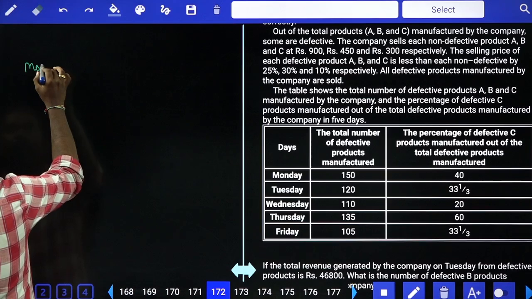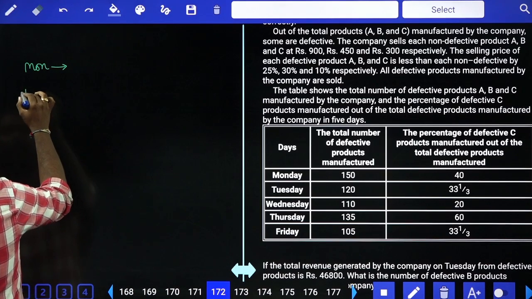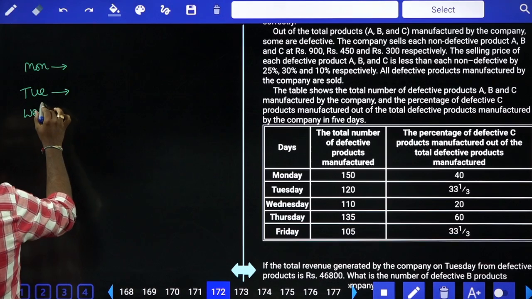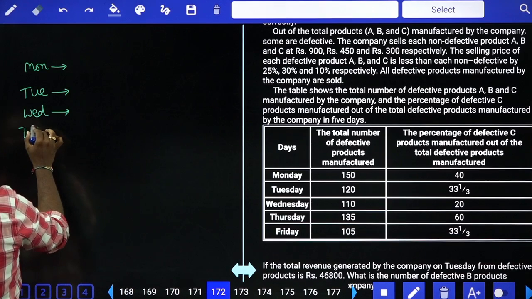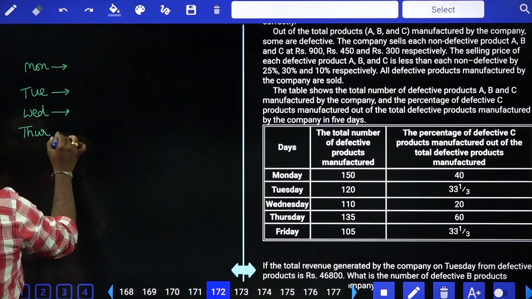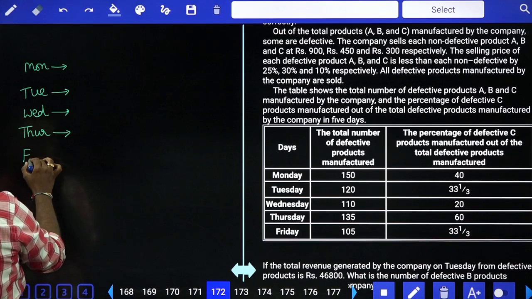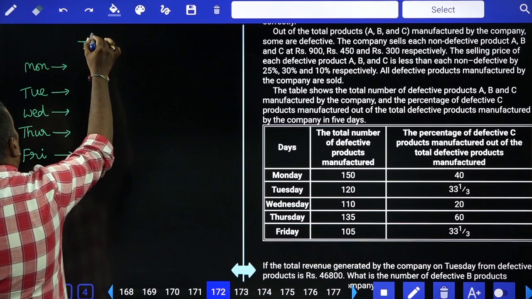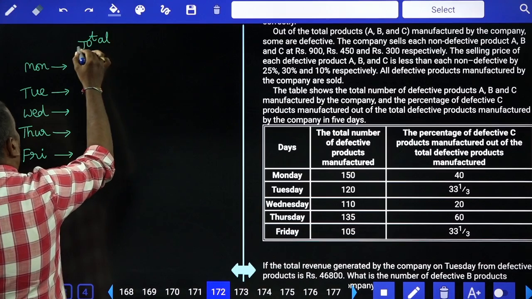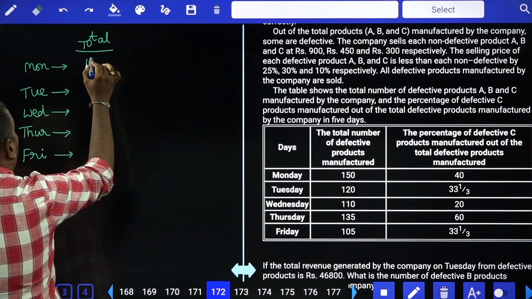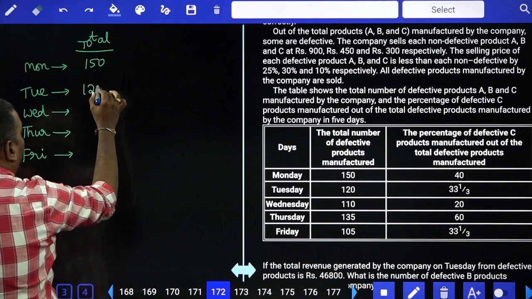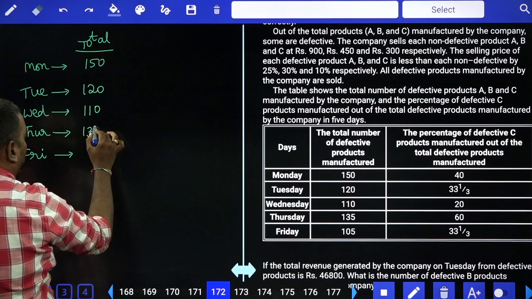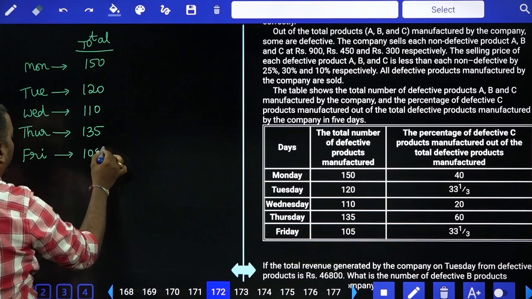Monday, Tuesday, Wednesday, Thursday and then Friday. These are the 5 days. The total defective products given for these 5 days are 150, 120, 110, 135, 105.